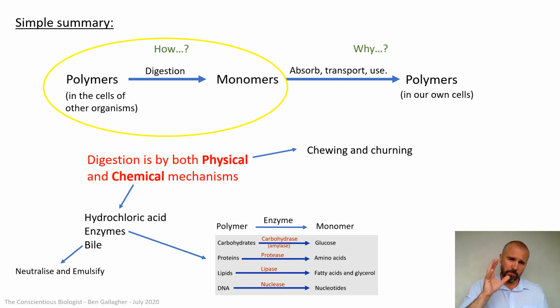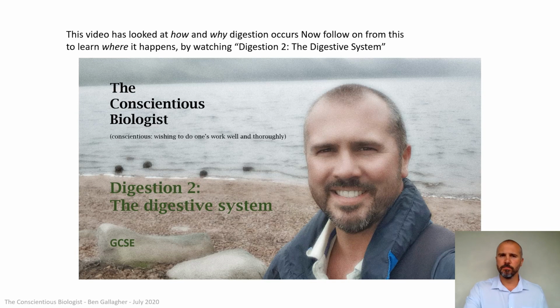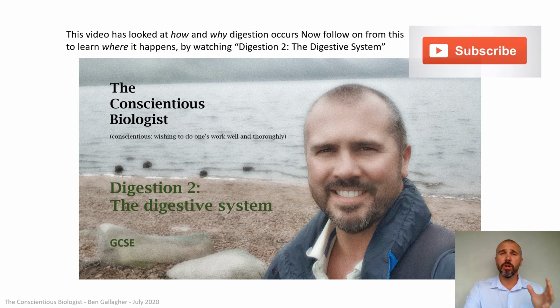Now, of course, the main thing that does digestion are the enzymes. That's the main biochemical. You need to know next where those take place and how the whole system is adapted to get the most out of the food that you eat. So that's where I want you to go next. So head straight away to digestion 2, which is on the digestive system. That's really, really important and completes the digestive system unit.